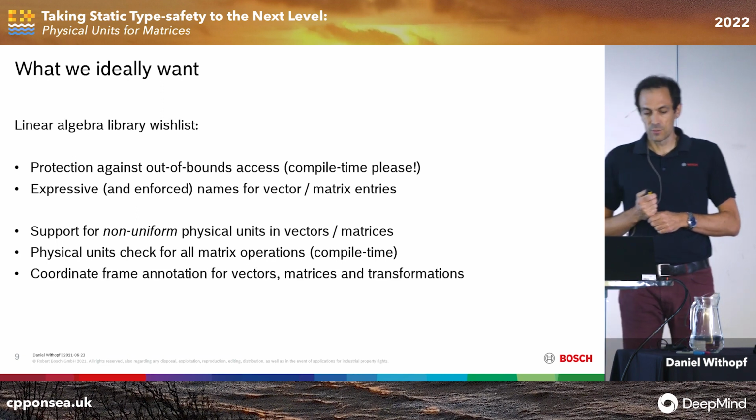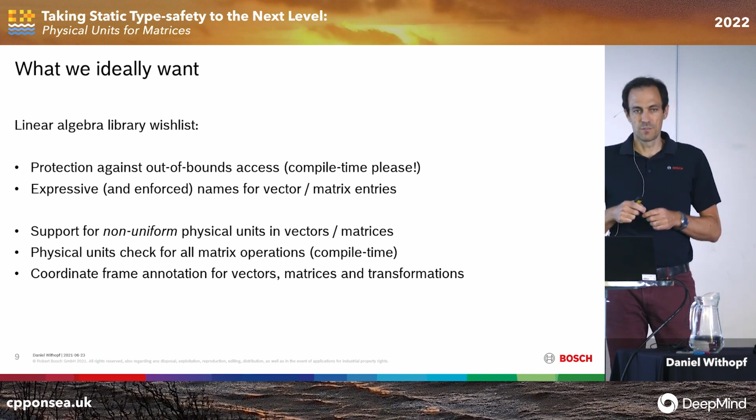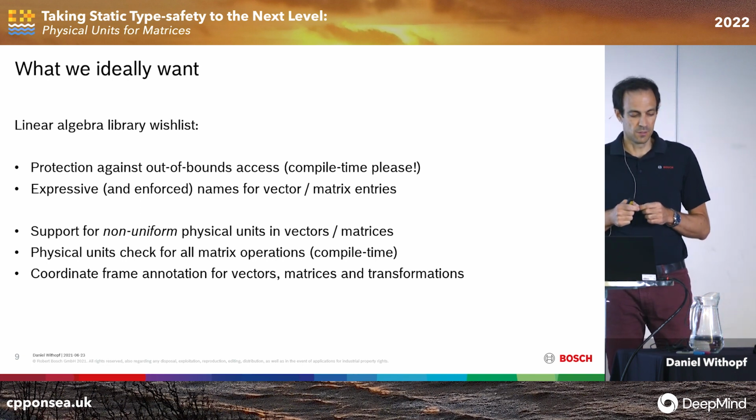Last but not least, I also would like to have coordinate frame annotations for all vectors, matrices, and for transformations between vector spaces.